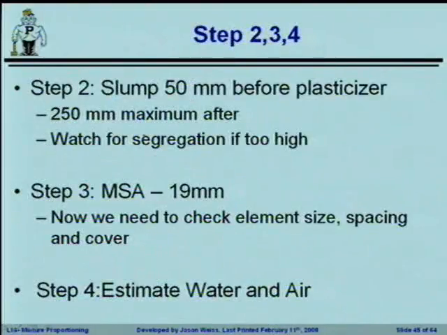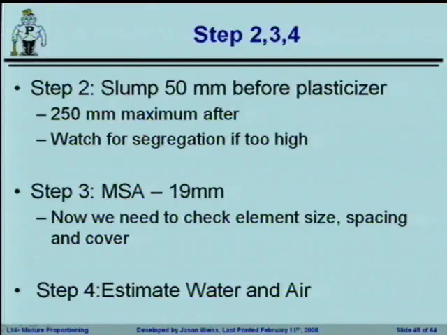Now that we're getting much more familiar with this whole process, we could go through some of the steps a little bit more quickly. Step 2, we would assume that we would have a 50 millimeter slump before plasticizer. When the plasticizer is added, we may expect to get something like a 5-inch slump maximum. One of the things that you typically want to do if you're using a high-range water reducer or water-reducing admixture, you want to watch out for segregation. If you get a lot of superplasticizer into the system, what you're going to do is drive down the yield strength of your paste.